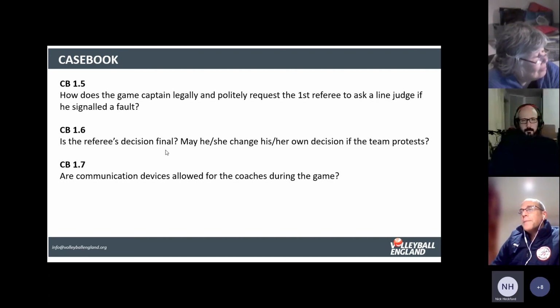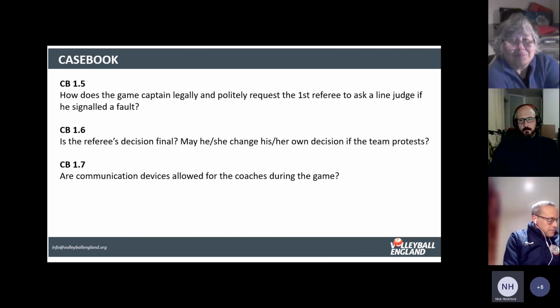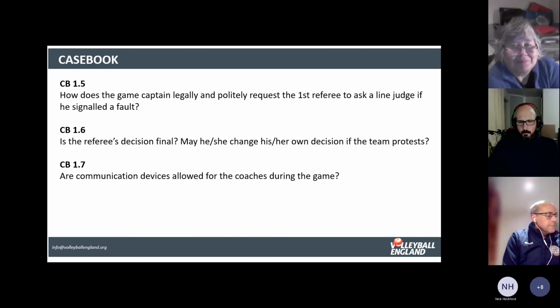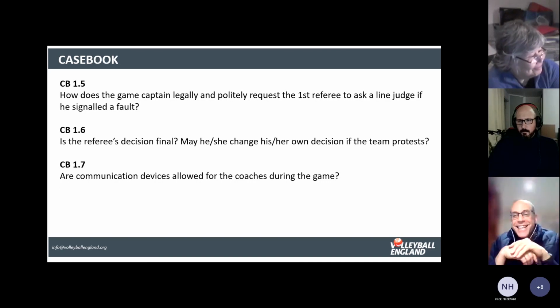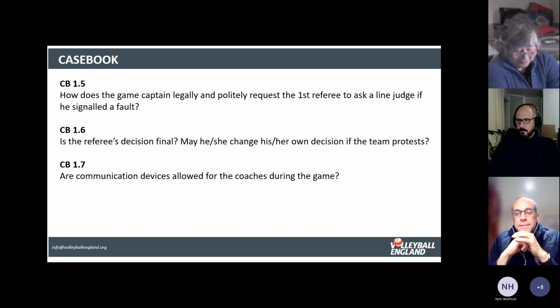Okay, so 1.6 then, is the referee's decision final? May she change his or her decision if the team protests? Hi, Nick. Hello, Guy. Yeah, I put my hand up and I didn't know whether you could see it, sorry. If I had any doubt, I would call my second referee over, but I wouldn't change it because of the team's protest. If I got some different information from somewhere, then that may influence me to change it, but certainly not from a team's protest.